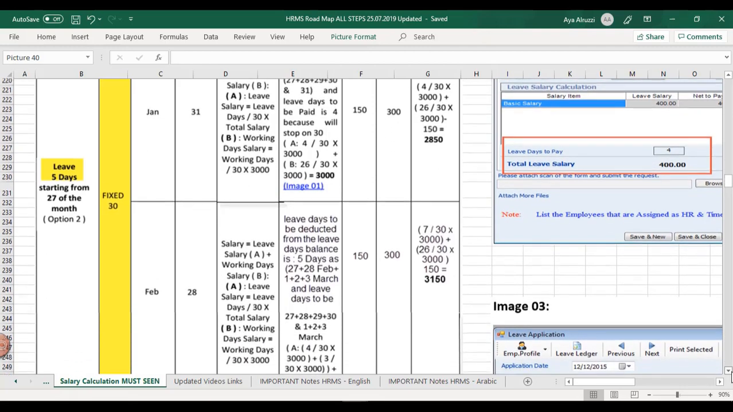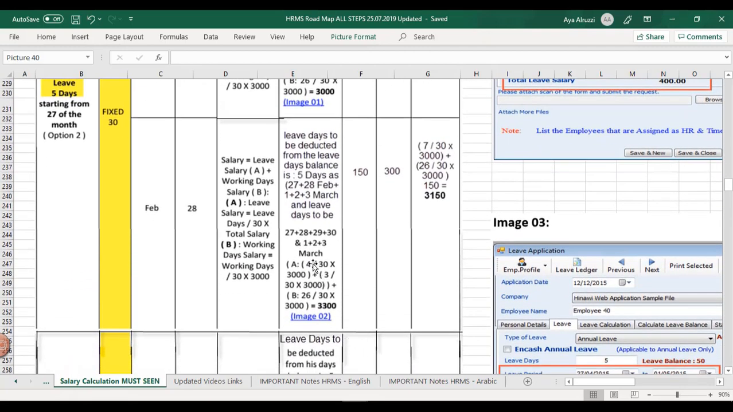But here in February, we considered March. Yes, this is correct. This is March, because we considered the first 3 days of March, since January was already calculated, February was calculated, and then March was calculated as 3 days from it. So that's why we here add plus 3 divided by 30 multiplied by 3,000, and then plus part B, which is the working days divided by 30 multiplied by 3,000, which is 26 divided by 30 multiplied by 3,000.